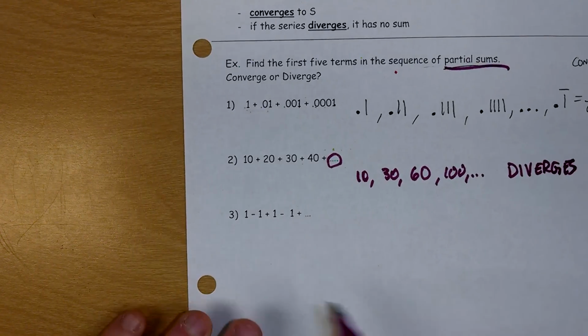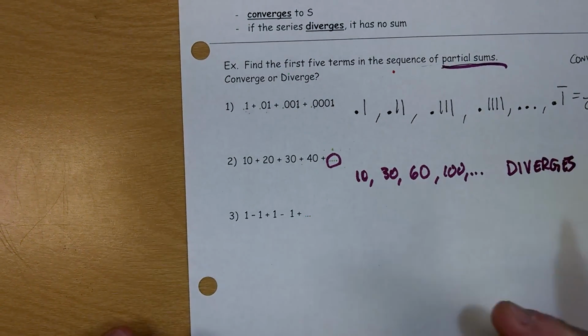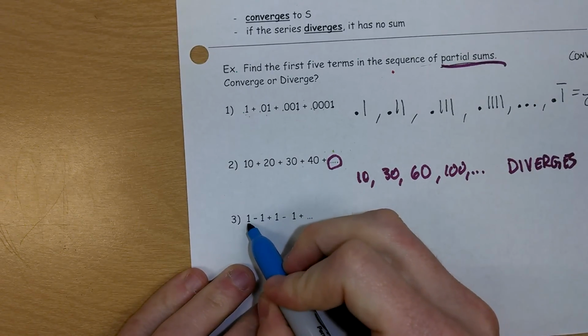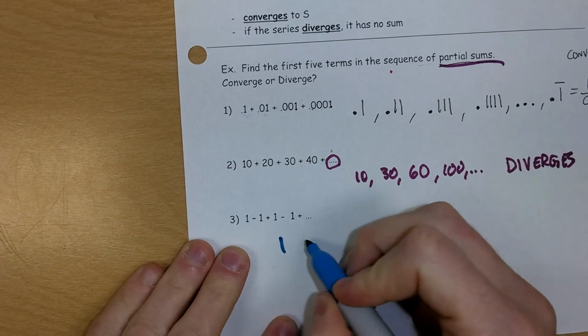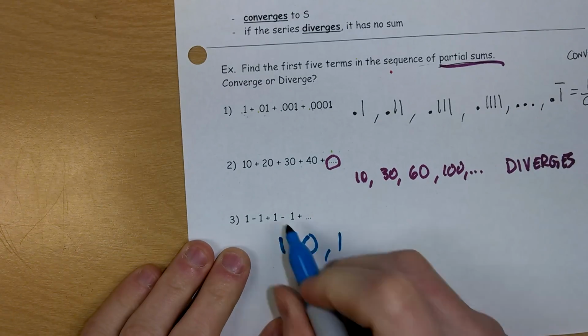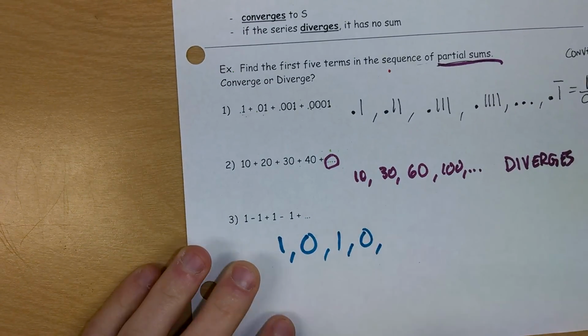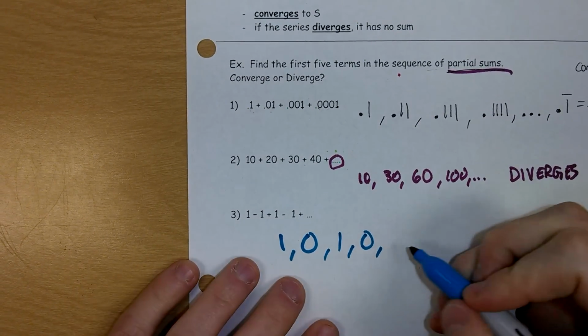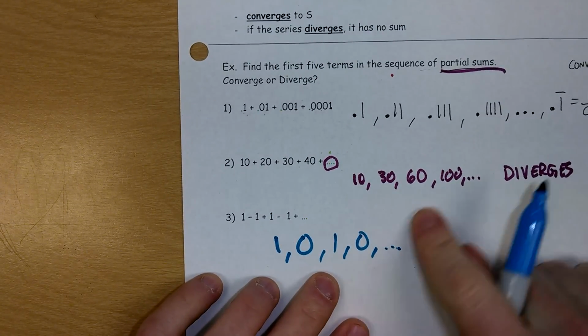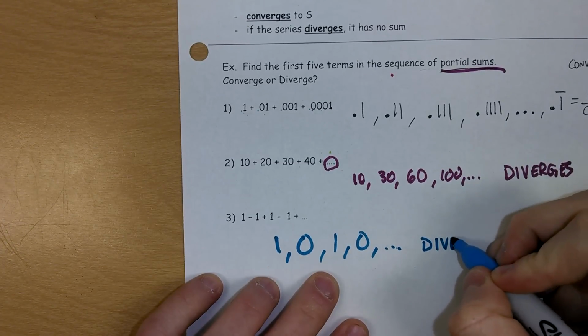All right, one more example. We've got 1 minus 1 plus 1 minus 1 plus 1 and so on and so forth. Again, looking at our partial sums clues us into whether or not we have a convergent or a divergent series. First partial sum is 1. 1 minus 1 is 0. Add 1 to that sum, we get 1. Take 1 away, 0. And we can see where this loop is going to go forever and ever. So this is a different example of a divergent series.